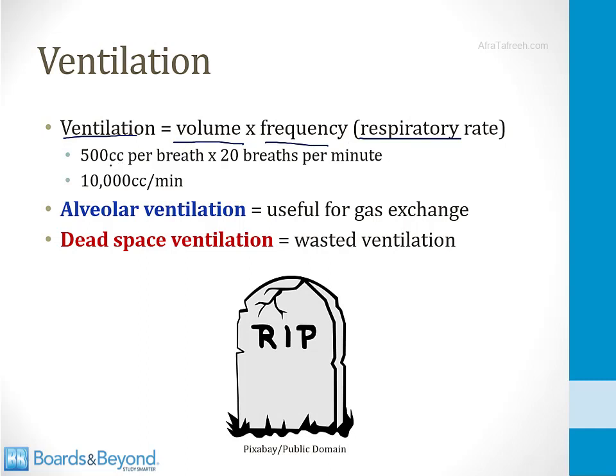So for example, if a person were breathing 500 cc's of air per breath and 20 breaths per minute, their ventilation rate would be 10,000 cc's per minute. And ventilation can go to two places. It can go to the alveoli. This is called alveolar ventilation, and this is useful for gas exchange. This type of ventilation removes carbon dioxide and delivers oxygen to the blood.